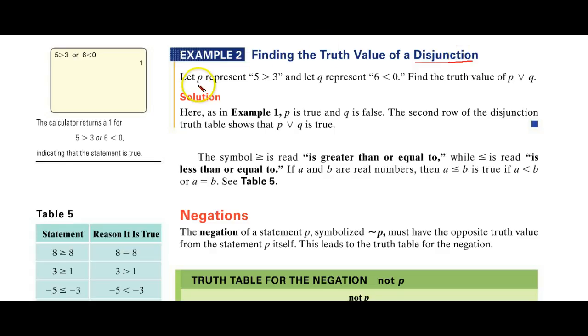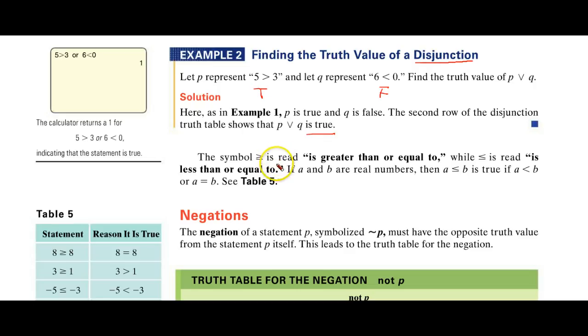So as we read it, let P represent 5 is greater than 3. Is this true? Yes. Q is 6 is less than 0. Is this true? No. But only part of this needs to be true. Therefore, according to our table, this is true.